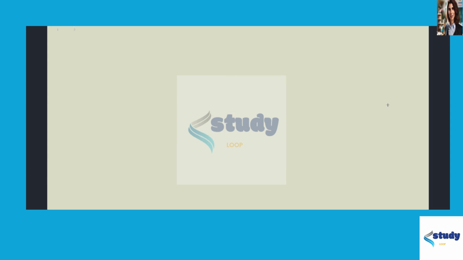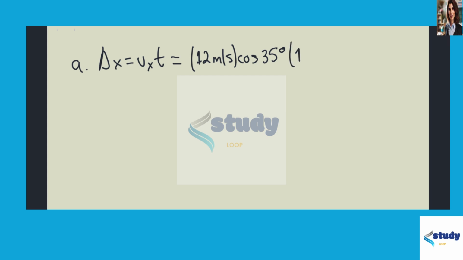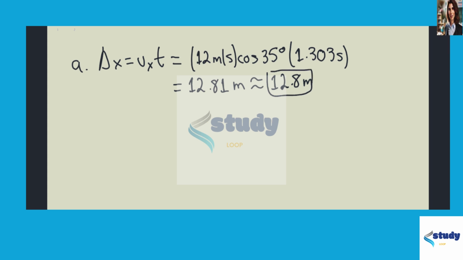And we can say that for part A, when we want to find the total x displacement, delta x would be equal to the velocity in the x direction times t. Again, there isn't any acceleration in the x direction, so we don't need to account for that. This would be equal to 12 meters per second times cosine of 35 degrees, multiplied by 1.303 seconds. This is going to equal 12.81 meters, or approximately, we can say 12.8 meters. So this would be your answer for part A.